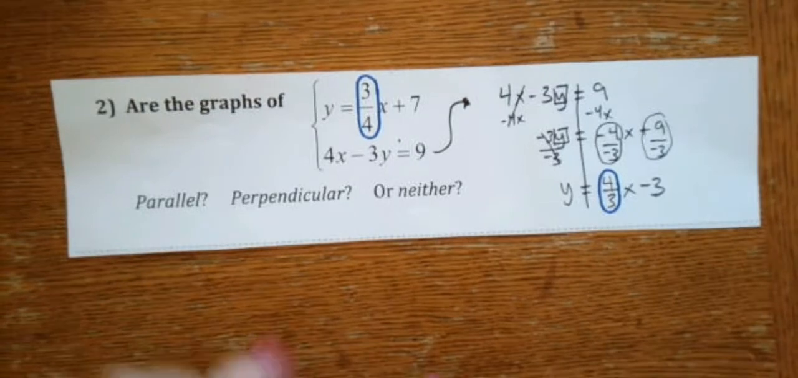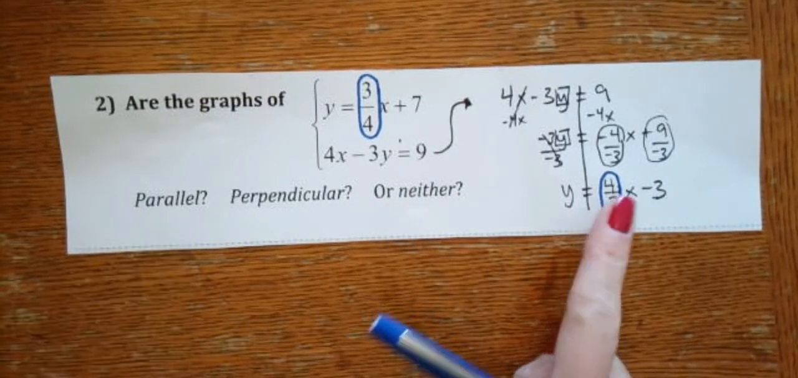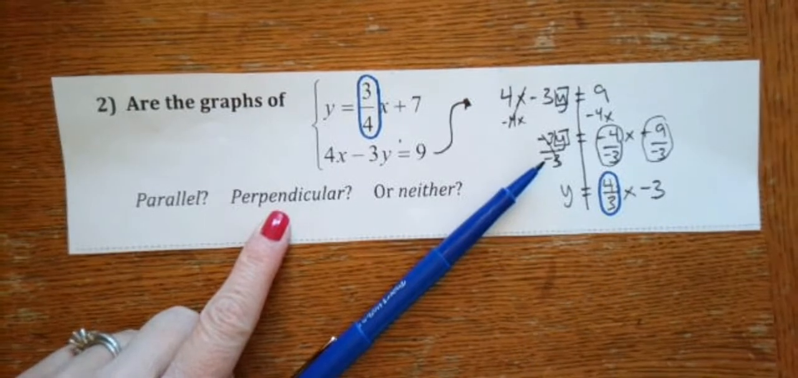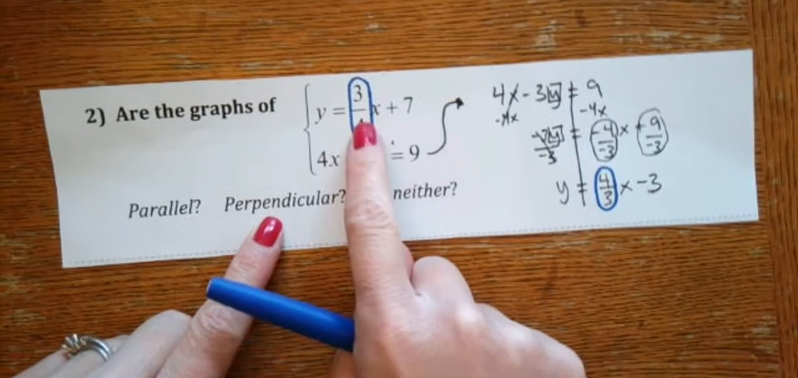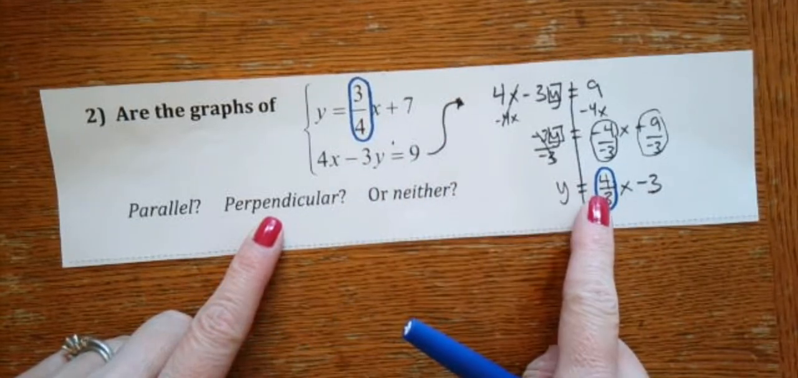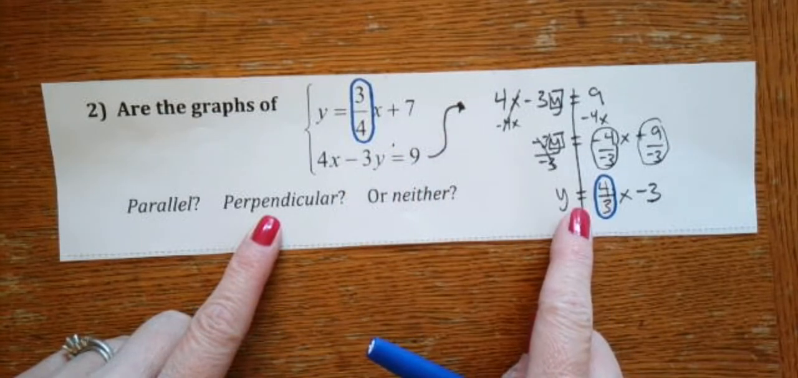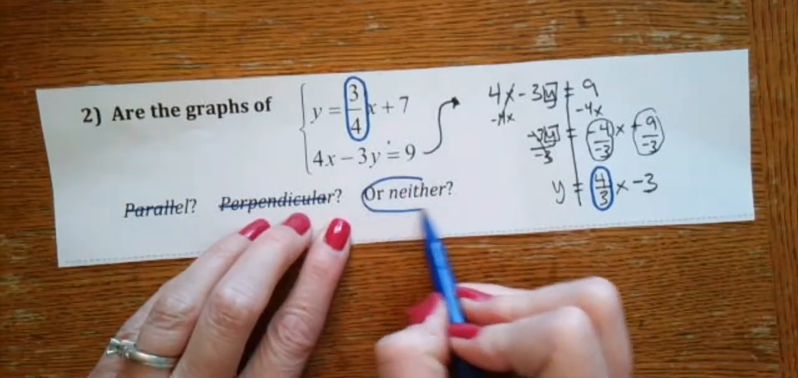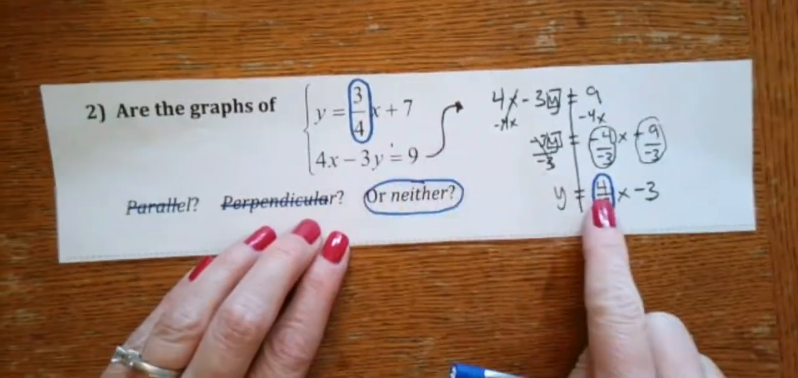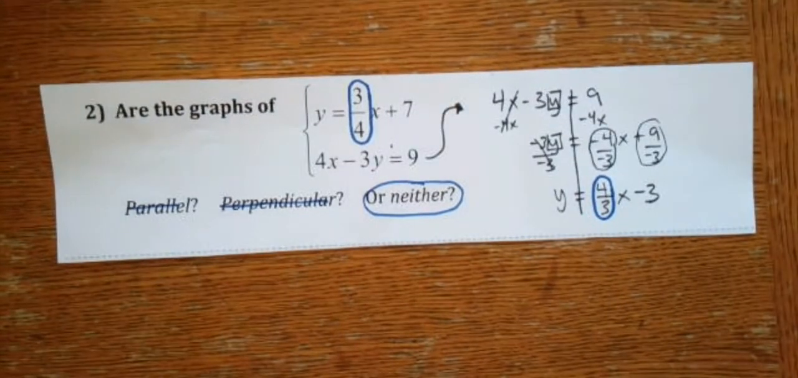All right, let's check for parallel. Are they the exact same slope? No, they're not. So they're not going to be parallel lines. Let's check for perpendicular. If they're perpendicular, they're going to be opposite reciprocals. Well, notice they are reciprocals of each other, but they must be opposite. One has to be positive, one has to be negative, and that is not true. So they're not parallel, they're not perpendicular, they're neither. In this case, they are going to intersect each other. It's just that they're going to intersect not at a 90 degree angle. So we're going to choose neither for this.